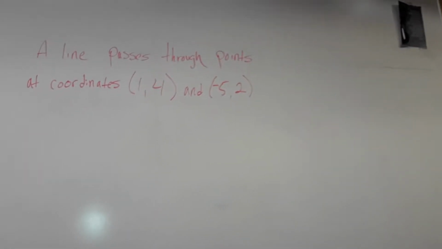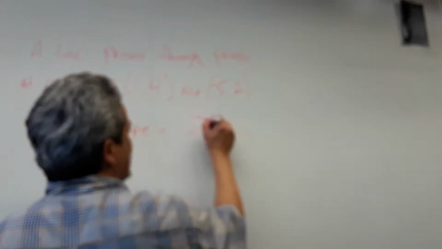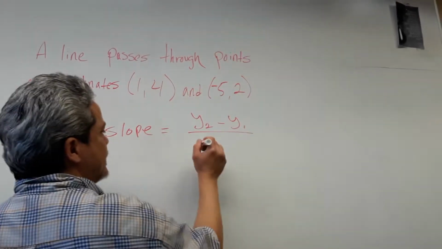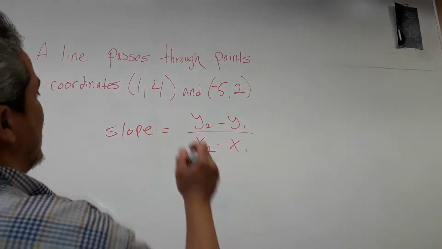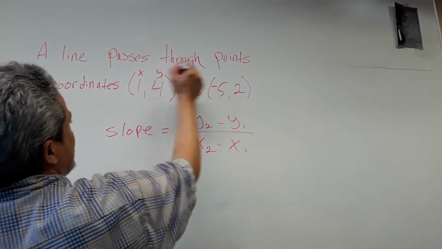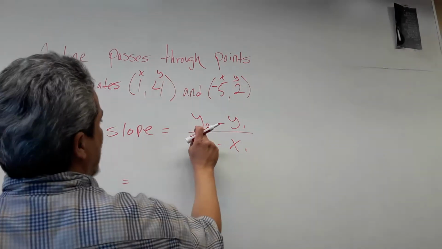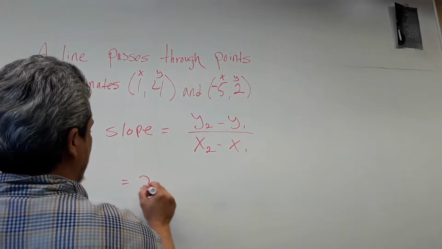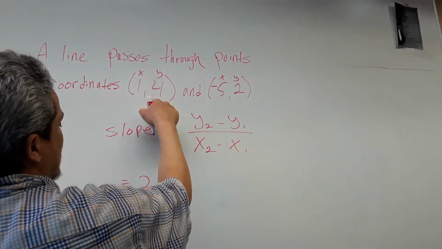Okay, so we have another example, and this is a different way of finding the slope. You can also find the slope with this formula: y2 minus y1 over x2 minus x1. Now we know our x and y coordinates. So y2 is 2 right there, the second y, minus y1, or the first y. That's 4.